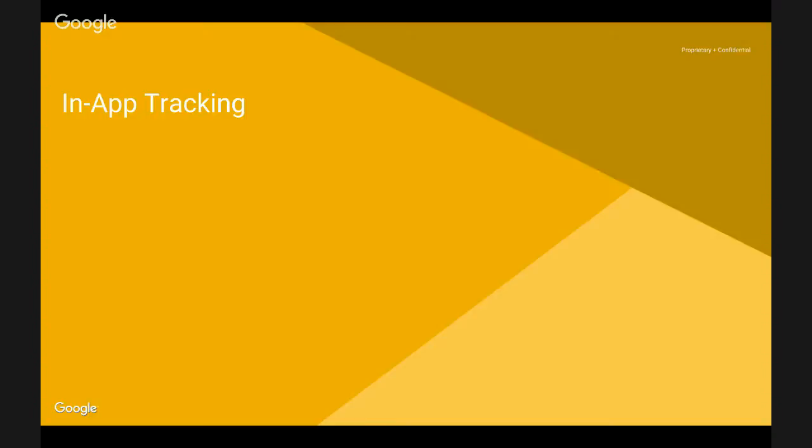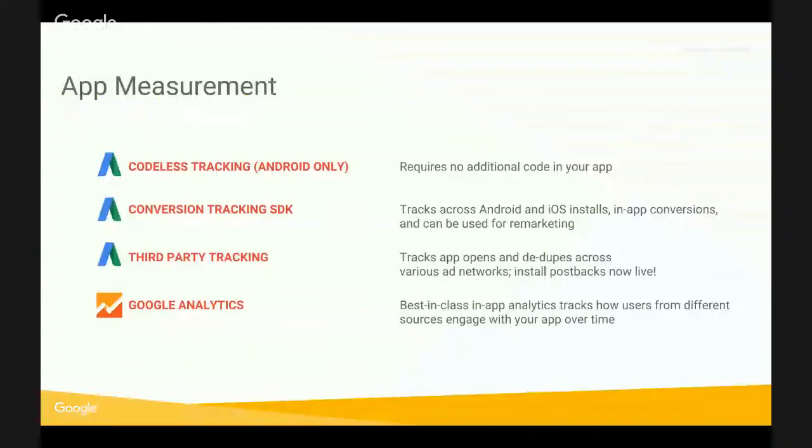Okay, so now I'll be telling you about in-app tracking. There are a number of ways for app measurement, and they are the ones that you can see here on the slide. So we have codeless tracking, which is for Android only. This requires no additional code in your app. Conversion tracking software development kit. This tracks Android and iOS installs and in-app conversions, and can also be used for remarketing. We also have third-party tracking, which tracks app opens and dedupes across various ad networks, and it also has postbacks now live. Finally, we have Google Analytics. It is the best-in-class in-app analytics, which tracks how users from different sources engage with your app over time. Of course, I will mention more in-depth details about ways of app measurement and their benefits shortly after.